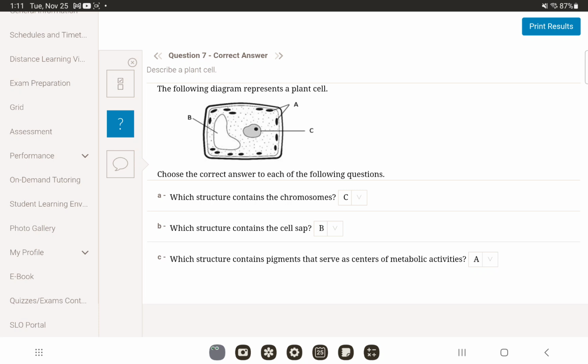Chloroplasts are the thing in the plant cells that contains pigments, and they are also the source of the metabolic reactions. And by source, I mean the place where it happens.